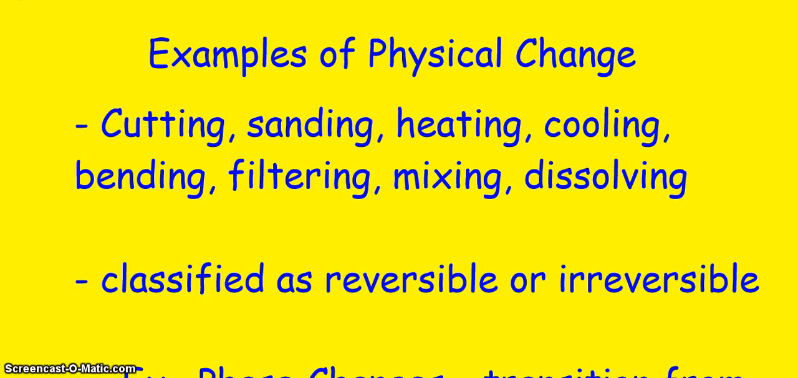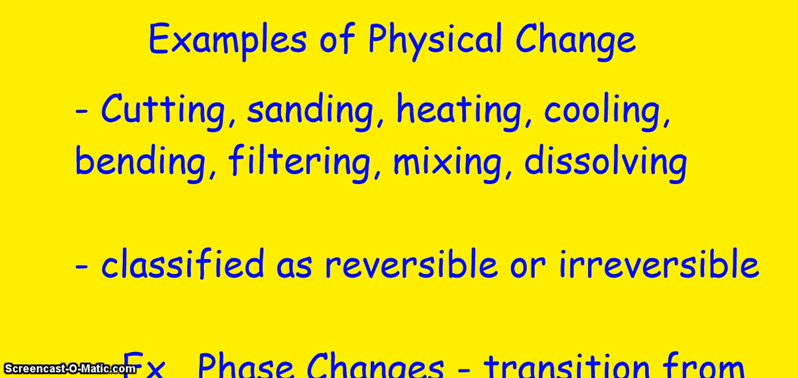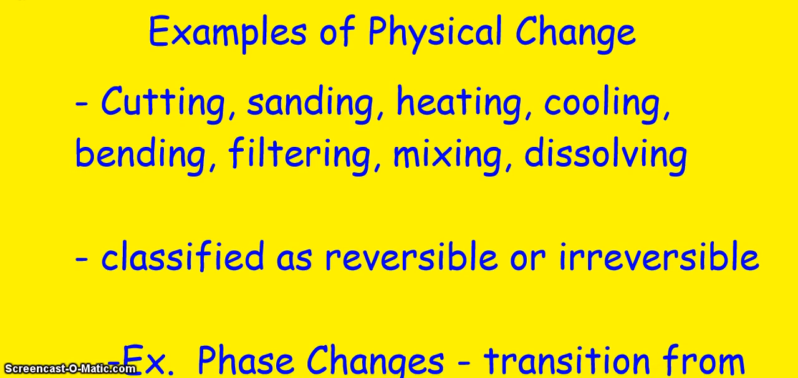So what are some examples we have of physical changes? Something like cutting a material, sanding will break it up into little particles, but it's still the same material. Heating, cooling, bending, filtering, mixing, and dissolving. Think about that Kool-Aid that you make. When you mix in the flavoring with the sugar, all the materials are still there, they're just in a different arrangement. So we still have sugar, we still have all the dye materials, it's just they're dissolved within the solution. One way that we classify these physical changes is based on whether they're reversible or irreversible.